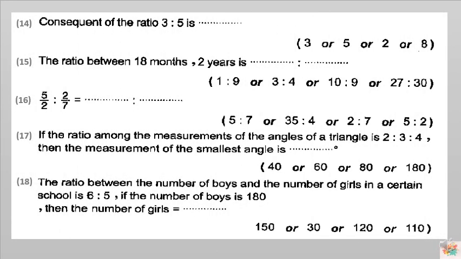Number 14. Consequent of the ratio 3 to 5. Consequent اللي هو second term. Consequent اللي هو mean second term. It's 5. The next. The ratio between 18 months to 2 years.